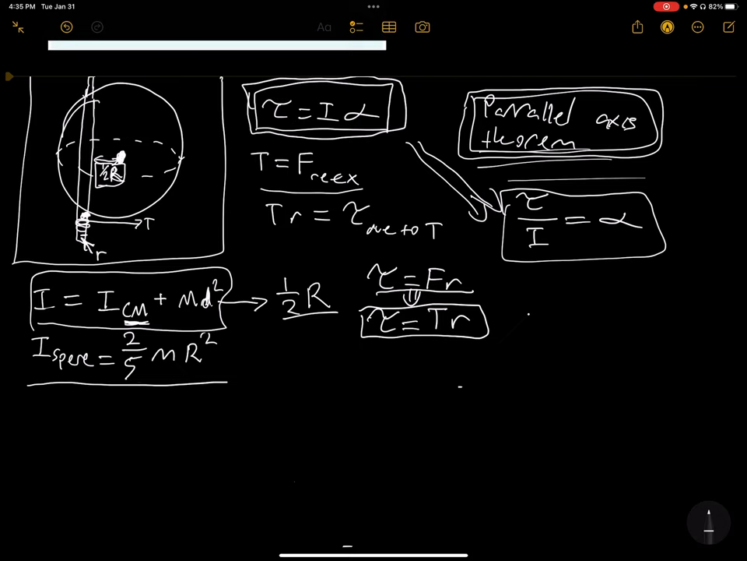It's not at an angle, it's directly tangential, and so there is no need for the sine theta component, because that'll just equal 1. Sine of 90 equals 1.